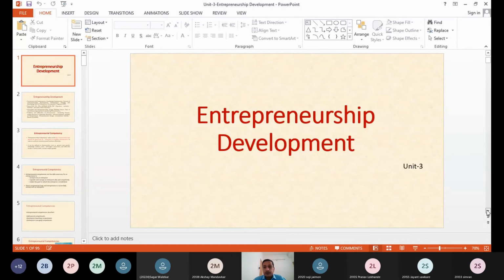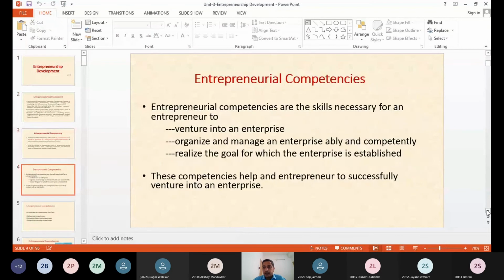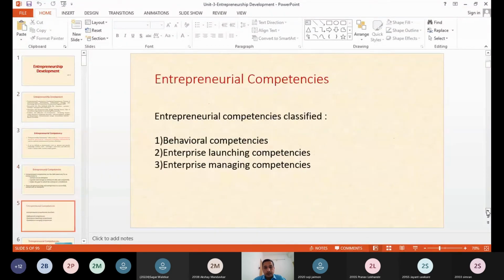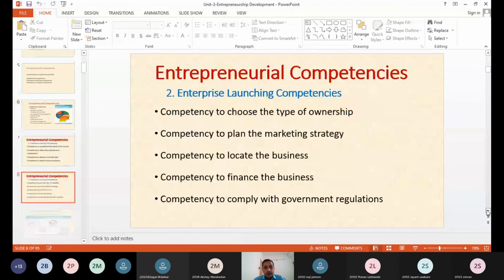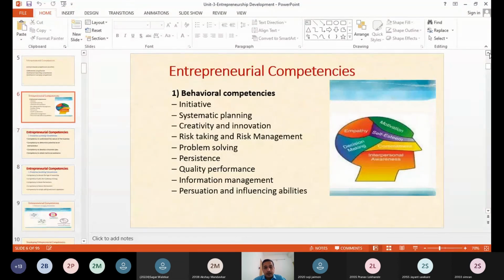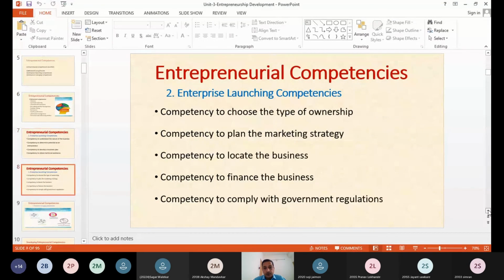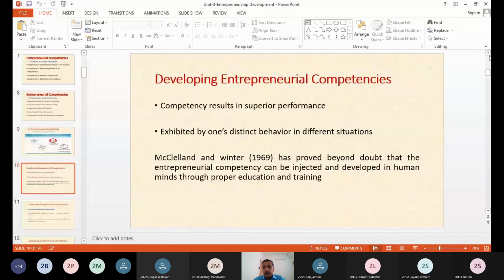This is unit number 3, entrepreneurship development, and in that we started discussing what are entrepreneurial competencies. We discussed that there are 3 different types of entrepreneurial competencies, like behavioral competencies, then enterprise launching competencies, then enterprise managing competencies. Then also we discussed how to develop these entrepreneurial competencies, and we saw the procedure by which we can develop the entrepreneurial competencies.